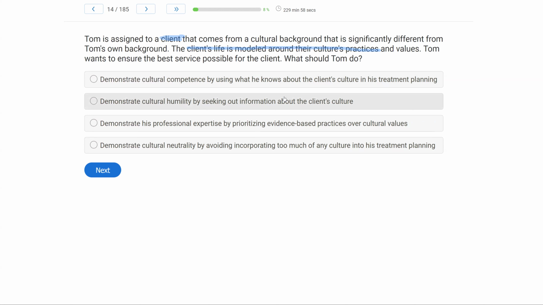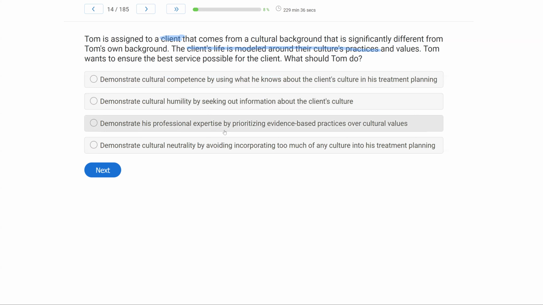Let me learn about this culture, and then I can design my treatments. That's going to give me the best service possible. Maybe just using what I know on the time could give good service. But if I seek out new information about the client's culture, that's going to give me the best service. A and B are both pretty good answers. B is just stronger. B is just the better answer.